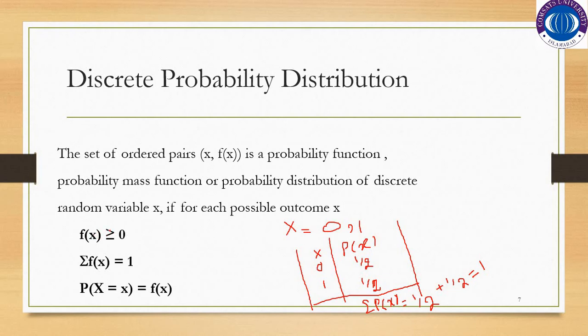So P of x or f of x should be greater than or equal to 0. There should be some probability, and whenever f of x is equal to 0, it means it is an impossible event. Sum of f of x is equal to 1. It means sum of all probabilities of all the events should be 1, as we have seen here in this example. P of x is equal to f of x, like I am writing here P of x, and here I have mentioned it f of x. So these two things are the same.